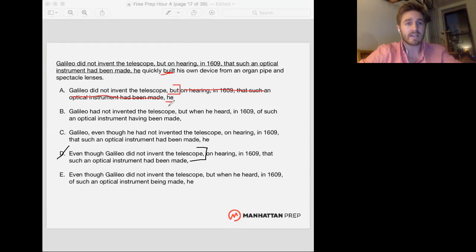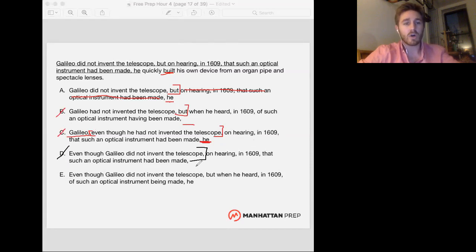B, Galileo had not invented the telescope, but I need a subject. Well, this one doesn't have one. Out. C, Galileo, even though he did, okay, so here's this one. Well, I have the Galileo, so I have my subject, but then I have he. I have two subjects all of a sudden. I wasn't looking for another subject. After this, I was looking for a verb. Galileo, even though he did not invent the telescope, did do this, but I double up on a subject. So C is out.